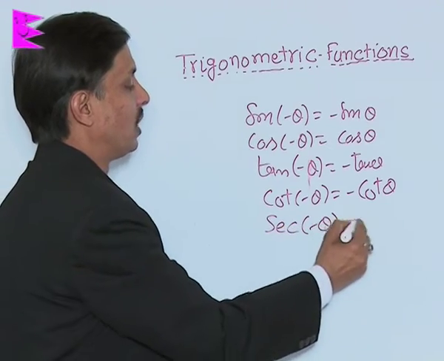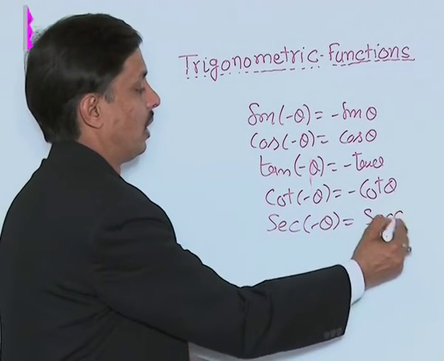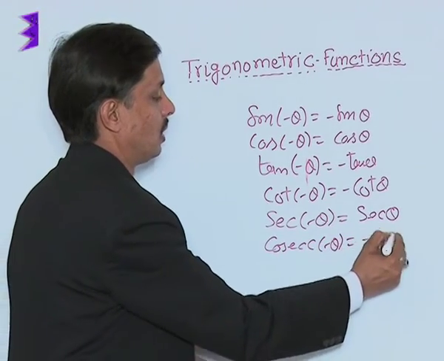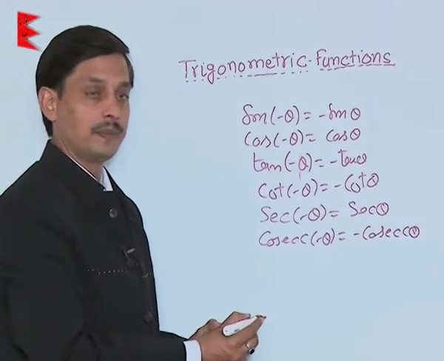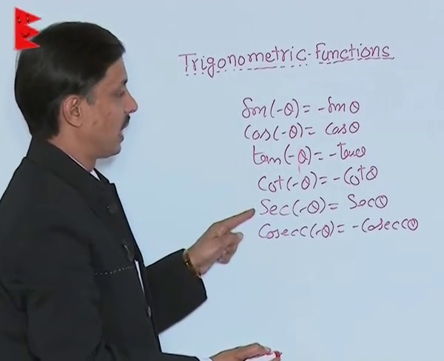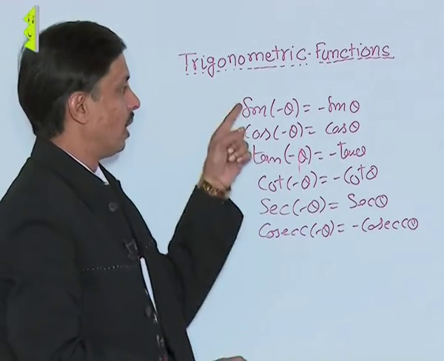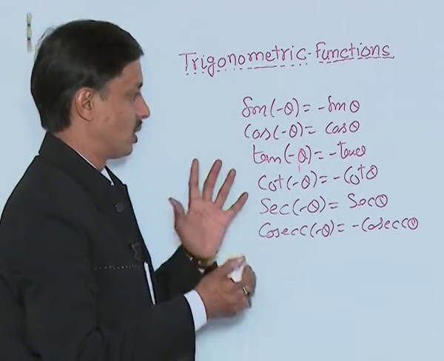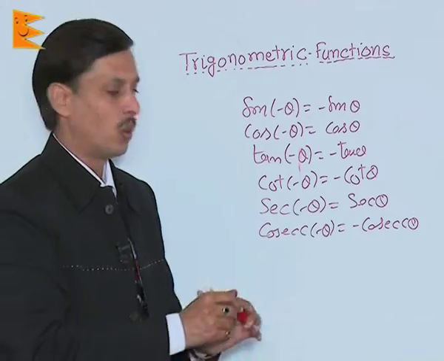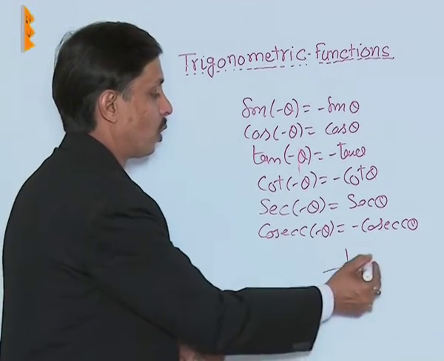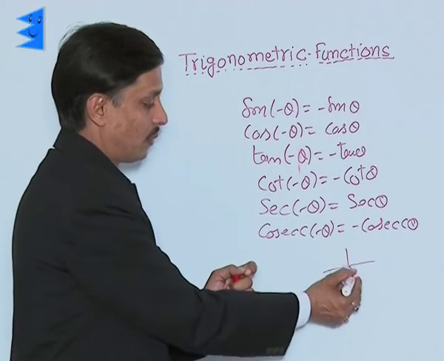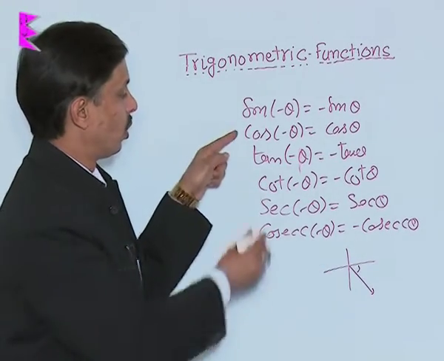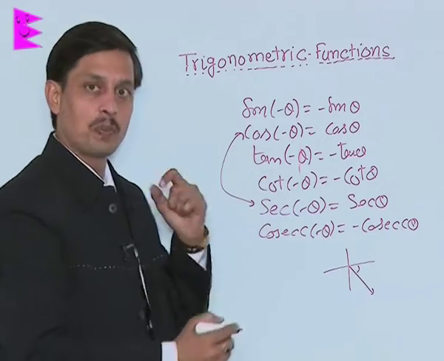But sec of minus theta is not negative of sec theta, it is positive sec theta. Cosec of minus theta is equal to minus cosec theta. So, in the case of cos and sec, the sign remains the same, but in all other 4 cases the negative reflects out. The reason for this is very well known: whenever we draw a negative angle, we are drawing the angle in the 4th quadrant, and in the 4th quadrant only cos and sec are positive, as explained to you.